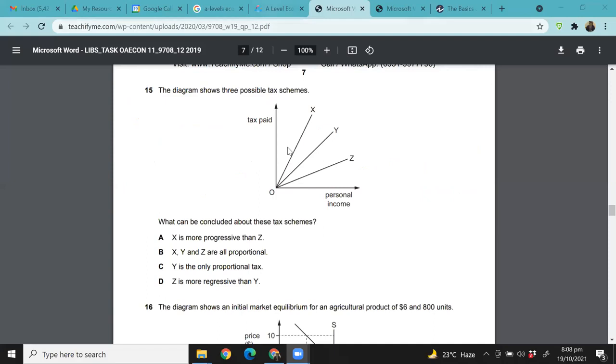Since all of these are starting from the origin, it goes like this, it goes like this, and this one goes like this, right? So the tax rate is the same, but people with higher incomes are paying more in taxes. Tax paid.